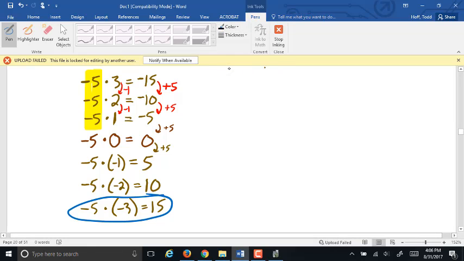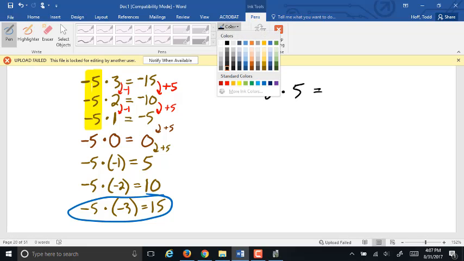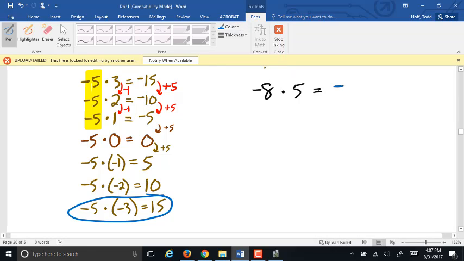Okay, so anyway, with that said, let's summarize the multiplication. If I have negative 8 times 5, first of all, is that answer going to be positive or negative? Negative. A negative times a positive is a negative. What is 8 times 5? 40. So that has to be a negative 40.